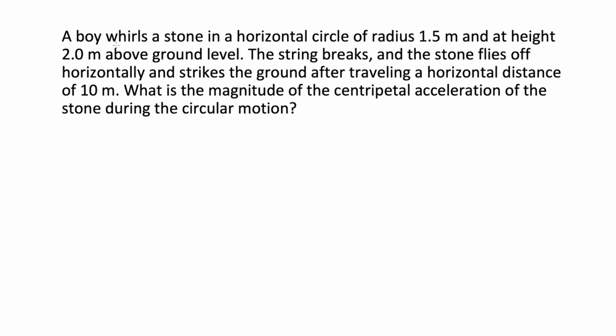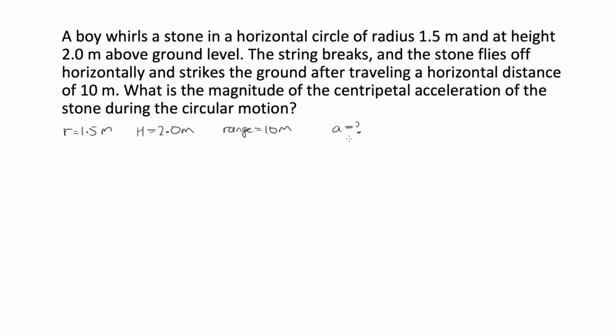So in this question, a boy rolls a stone in a horizontal circle of radius 1.5 meters and at a height 2 meters above the ground. The string breaks and the stone flies off horizontally and strikes the ground after traveling a horizontal distance of 10 meters. So the range is equal to 10 meters. What is the magnitude of the centripetal acceleration of the stone during the circular motion?